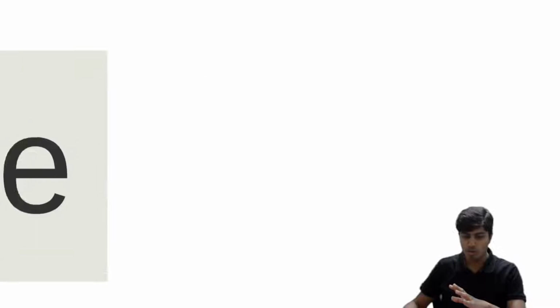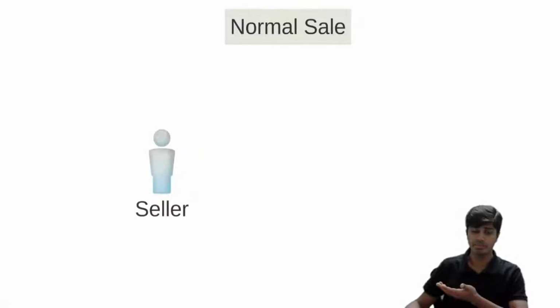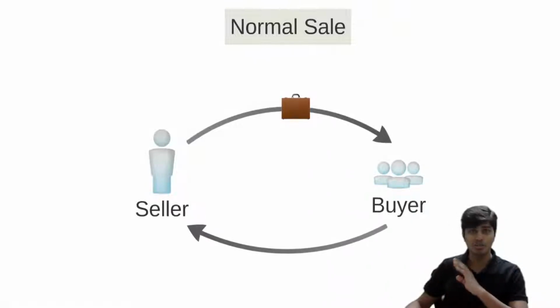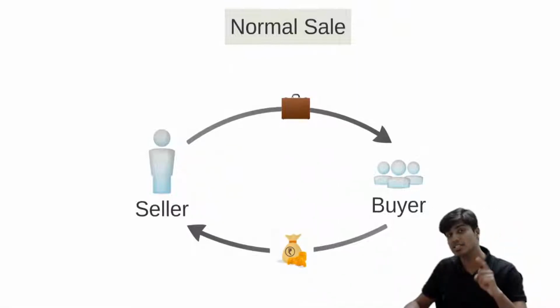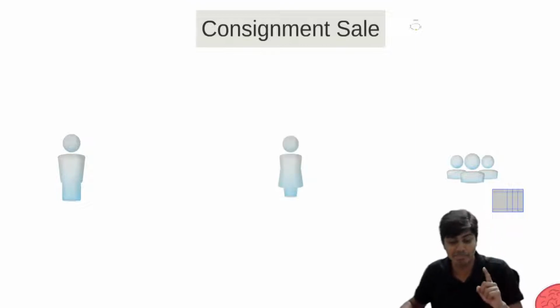In the case of a normal sale transaction, there is a seller and there is a buyer. The seller passes the goods to the buyer and the buyer pays the money to the seller. End of the story. A consignment sale is quite different from this. In a consignment sale transaction, there is a seller, there is a buyer, and between the seller and buyer comes an intermediary.